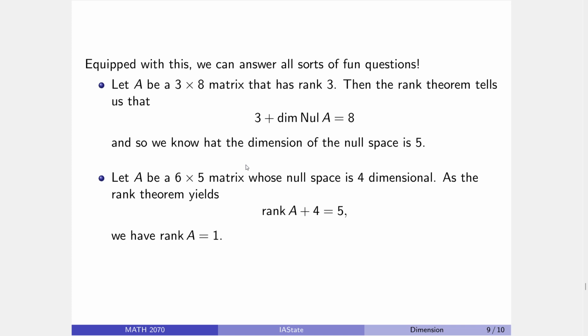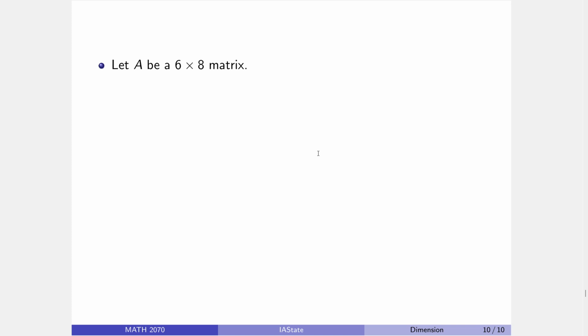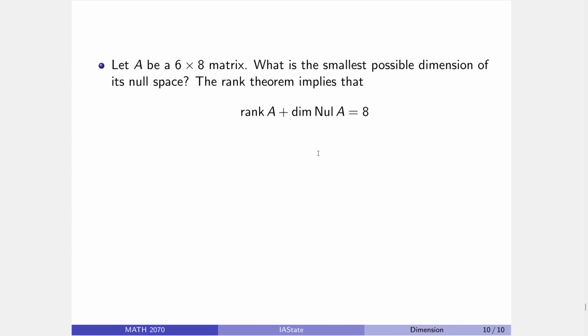Here's a more fun question. Let's say I gave you a 6 by 8 matrix. What's the smallest possible dimension of its null space? Ooh. All right, now we got a question. So let's note again, the rank theorem tells us that the rank plus the dimension of the null space is 8. Now, if I want the smallest possible dimension of the null space, that means I need to make the rank as big as I possibly can. And we were told something.